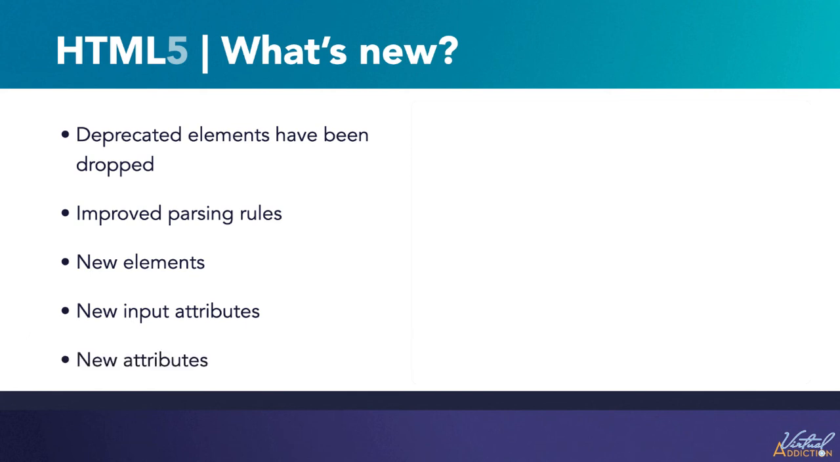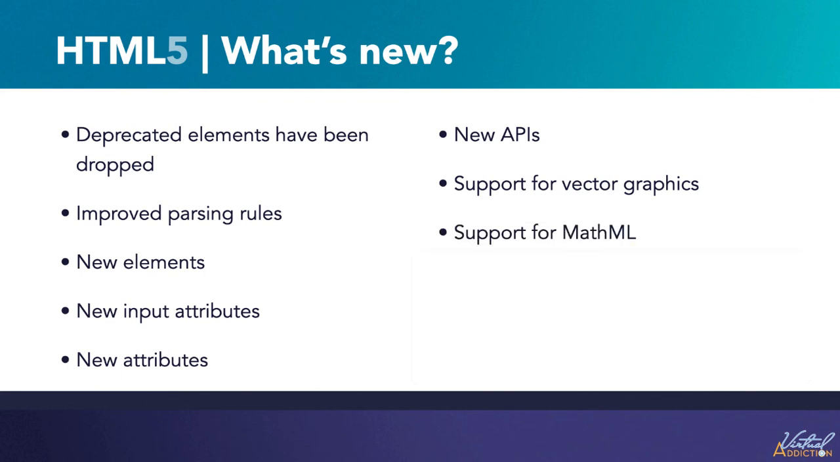In addition, new attributes, including charset, async, and ping, are also present. New APIs that offer offline caching and drag and drop support, and even more. Now we have support for vector graphics without the aid of programs like Silverlight or Flash. There's also support for MathML, which allows better display of mathematical notations.